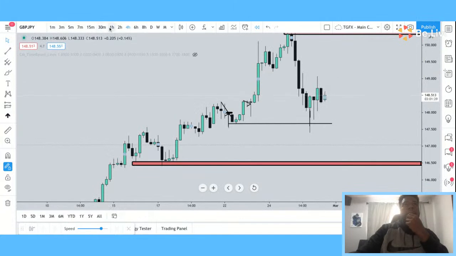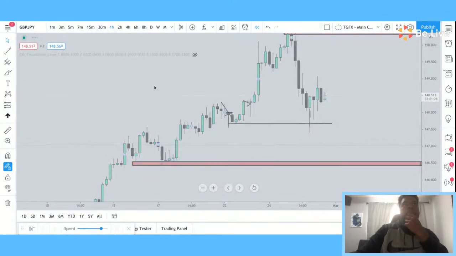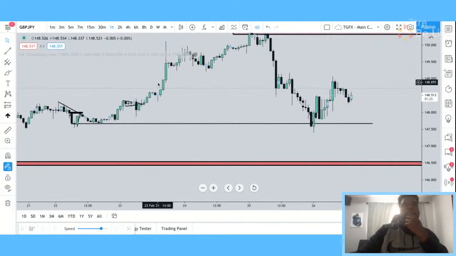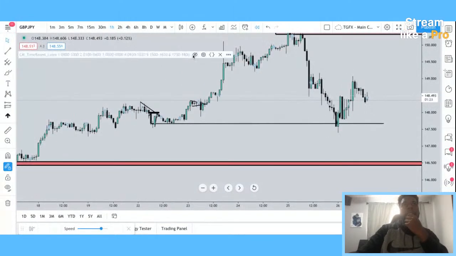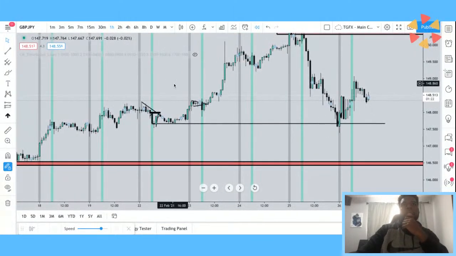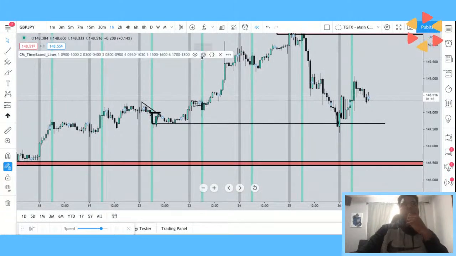For an example, let's go to H1. And then what I'm going to do is turn on this little indicator. So basically all it is, is a vertical line. It's just telling you when certain sessions start.